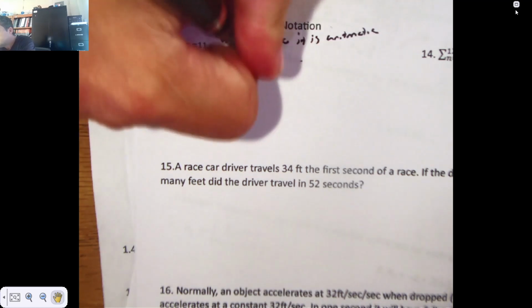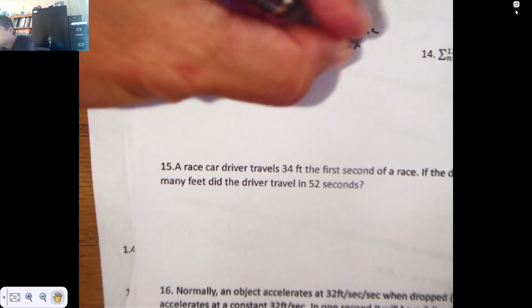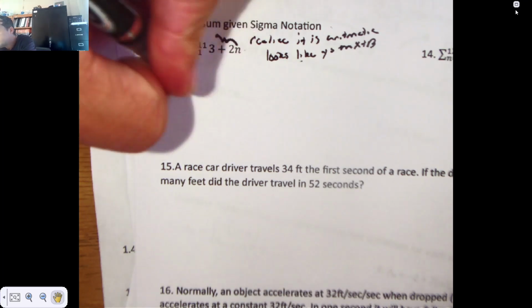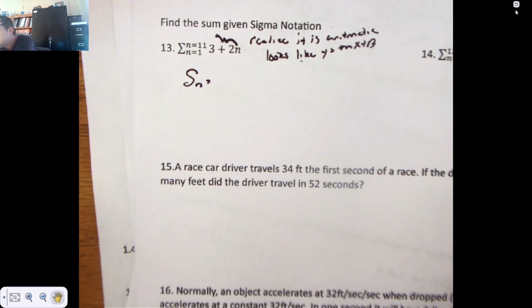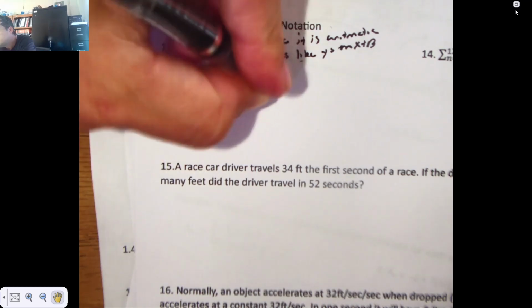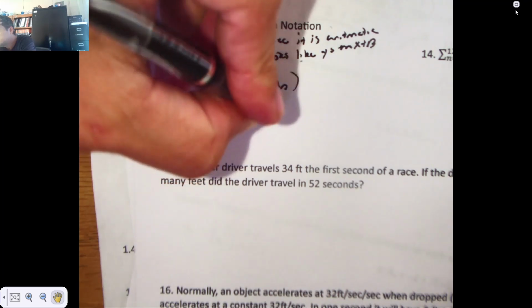Because it looks like y equals mx plus b. All arithmetic sequences look like y equals mx plus b if you crank out the math. Plus, that's all you're doing right now. But anyways, the sum of n things in an arithmetic sequence is n over 2 times a sub 1 plus a sub n. Well, this is first, and this is last.